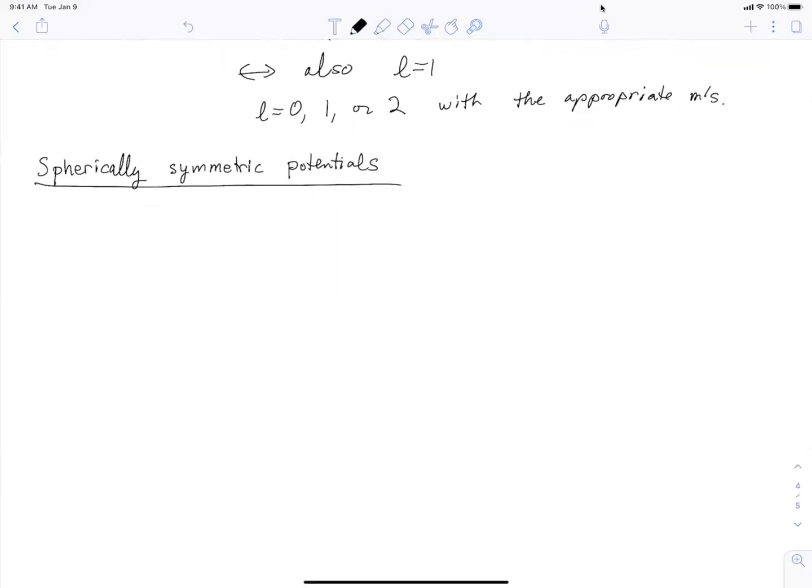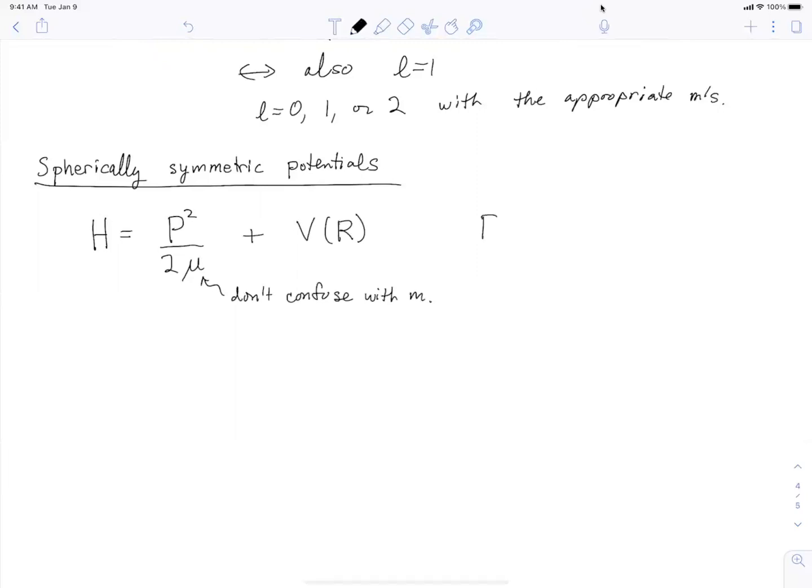A spherically symmetric potential means I can write my Hamiltonian in the following way. It's momentum squared over twice the mass. But now I'm going to stop using the letter m for mass, and I'm going to start using the Greek letter mu. The reason is simply that we don't want to confuse it with the quantum number m. Plus a potential, which is a function of the operator R only. Capital R is the operator for the spherically symmetric coordinate r. In particular, this potential is assumed to not depend on theta and phi.